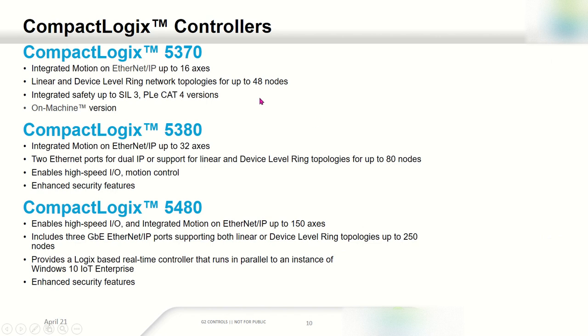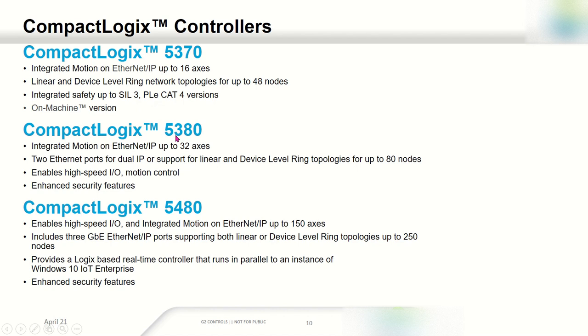Okay. In compact logic controllers, we are going to see these three series. One is CompactLogix 5370. It has various functionalities: integrated motion on EtherNet/IP up to 16 axes, linear and device level ring network topology for up to 48 nodes, integrated safety up to SIL3, which is a level of the safety, then PLe level of the safety, CAT4 versions, and one on machine version.